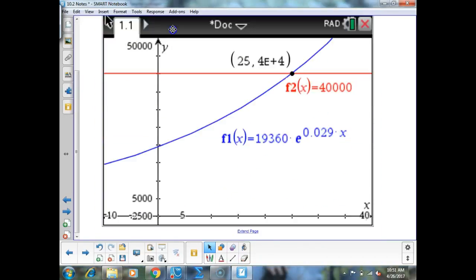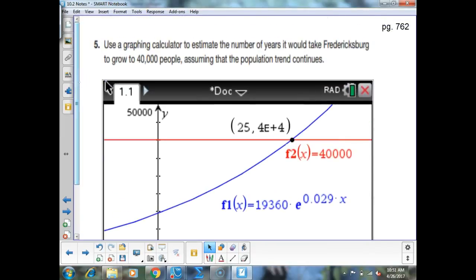So what does that mean? In the year 2025, the population will be 40,000 people. Because remember that X value was years after 2000.